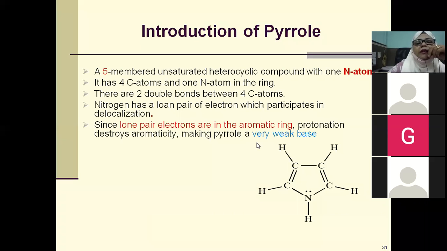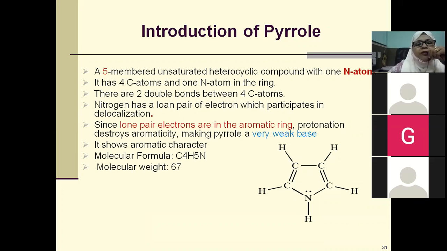Okay, so here this is the general introduction of pyrrole. क्या है वो? 5-membered रिंग है, साइक्लिक है, प्लेनर है, कंजुगेटेड डबल बॉन्ड्स प्रेजेंट है, it contains 4 carbon atoms and 1 nitrogen atom. 2 double bonds are there. Nitrogen has a lone pair which helps in the delocalization and to form the resonance structures. So because of that it shows aromatic character. The molecular formula is C4H5N.